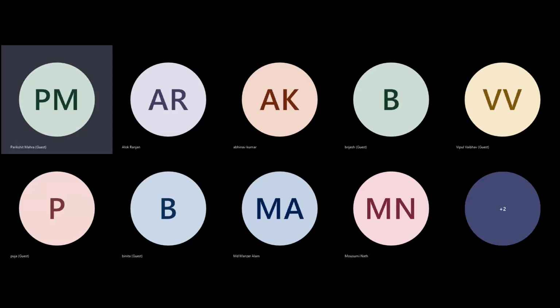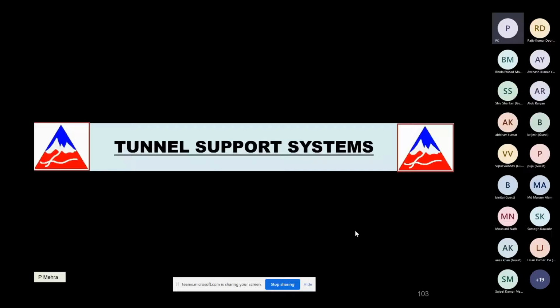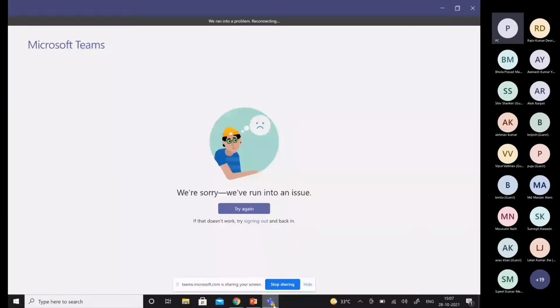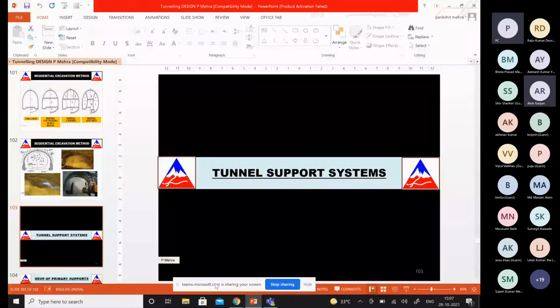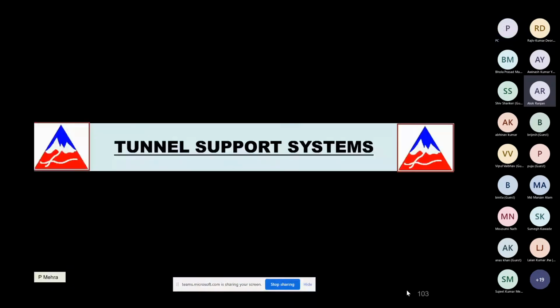Hello. We'll start. Hello. Hello. Hello. Yes, sir. Am I audible? Your voice is clear, sir. My voice is clear. Let's start. I request if everybody else can mute, please.